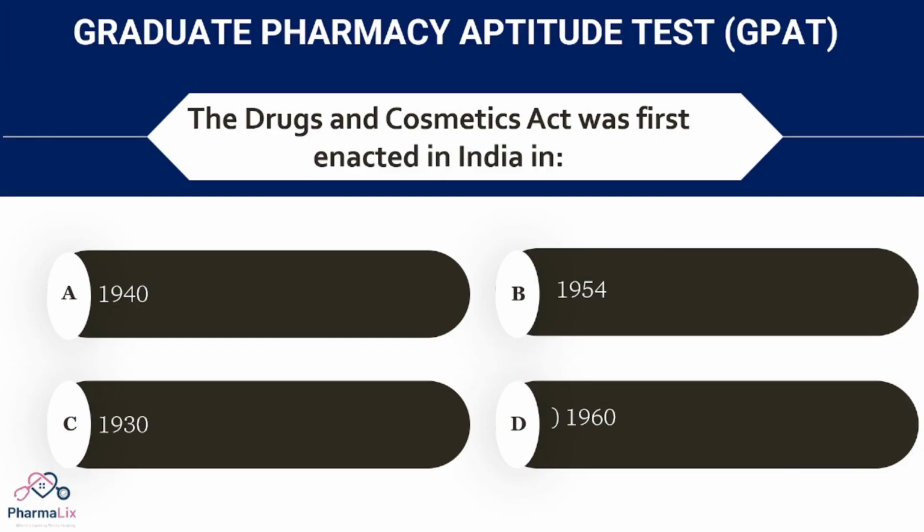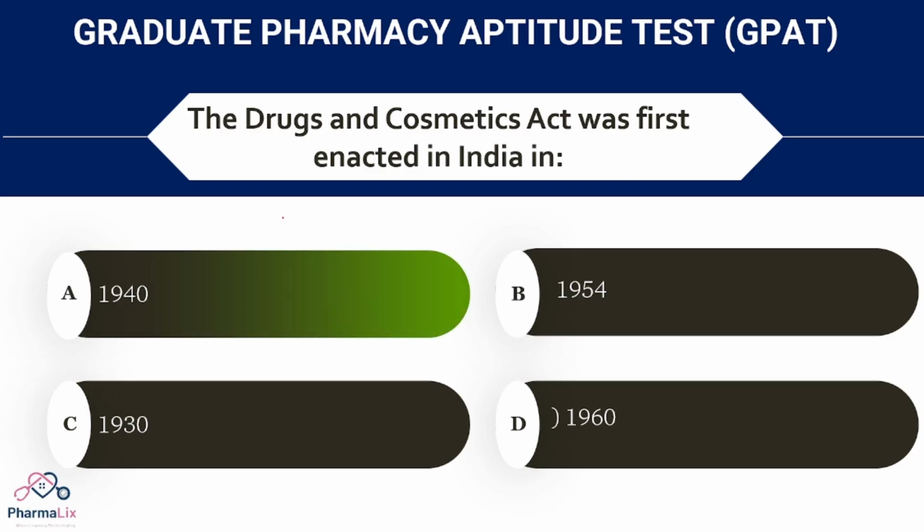So our first question is, the Drug and Cosmetic Act was first enacted in India in which year? Is it 1940? Is it 1954? Or is it 1930? Or is it 1960? So the Drug and Cosmetic Act was enacted in 1940 and the rules were made in 1945.